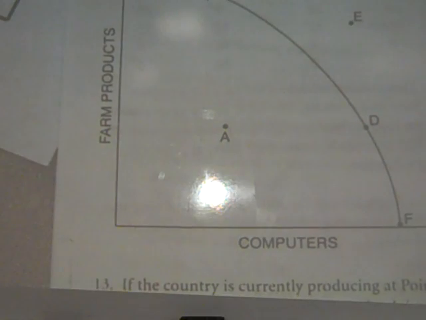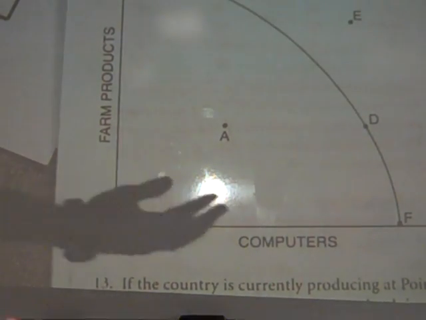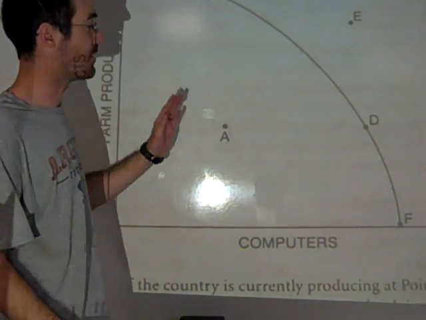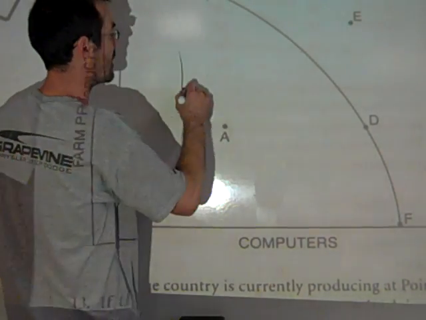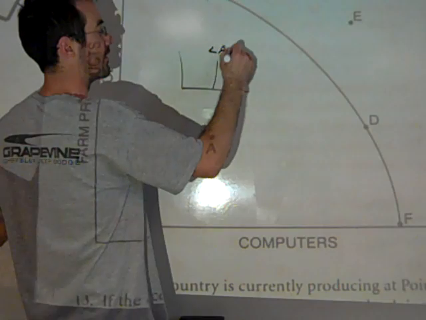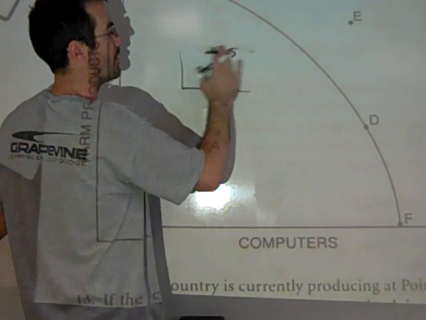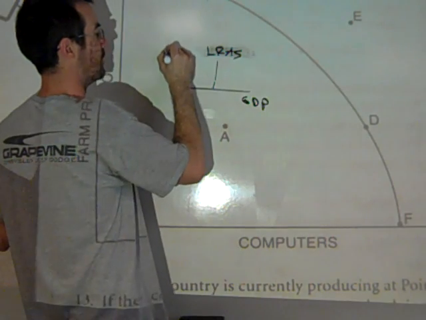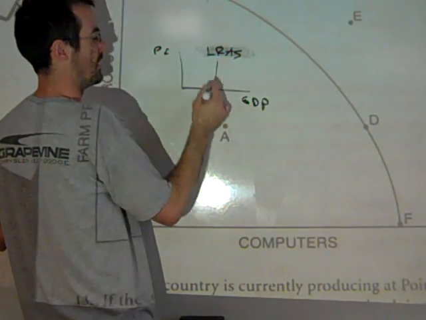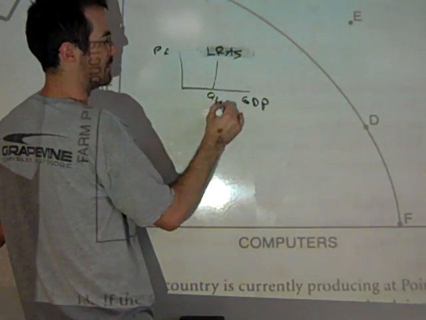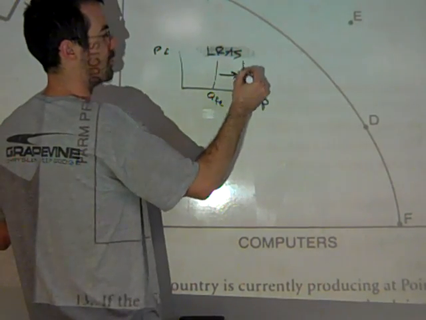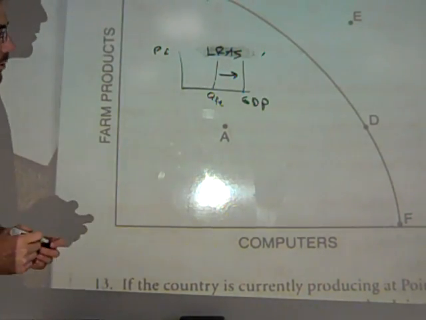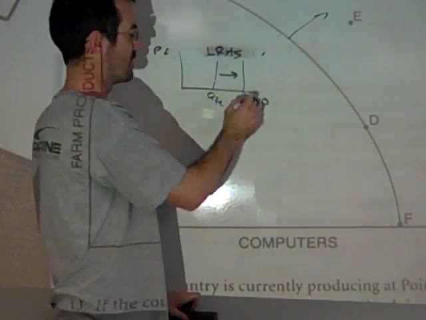what would help you produce more in the future? What would move your PPC out? By the way, moving the PPC out is called economic growth. Another way to draw it is to have the long-run aggregate supply curve, long-run aggregate supply, LRAS. GDP here, price level here, full employment level of GDP here, move it to the right. Those are both ways to show economic growth. Moving this curve out or this curve to the right.